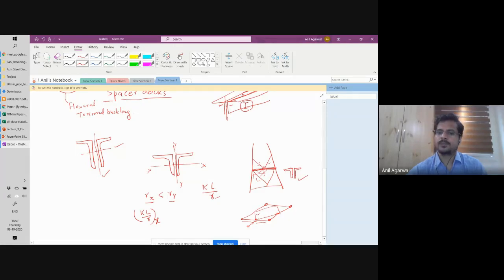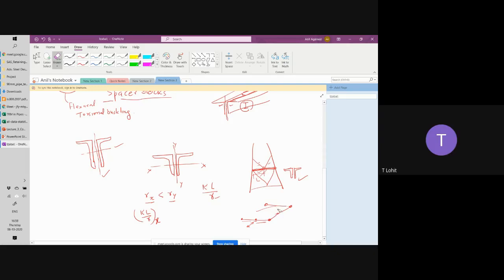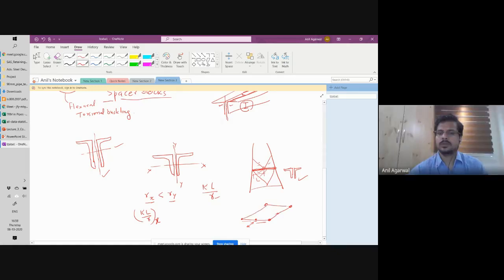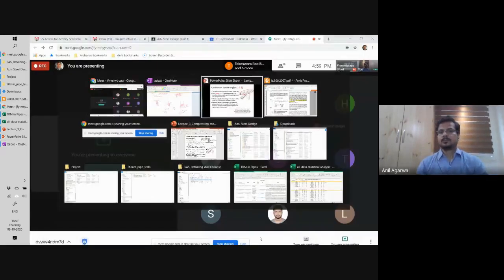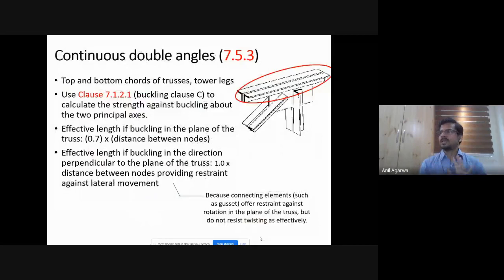You understand? But you may have a situation where these braces do not exist. So if these braces do not exist, then there is a chance of a longer L for that buckling. You have to differentiate between the two. And see, no matter how much I explain in the class, it will become clearer only when you start solving the project problem. Okay, so please pay attention to that.